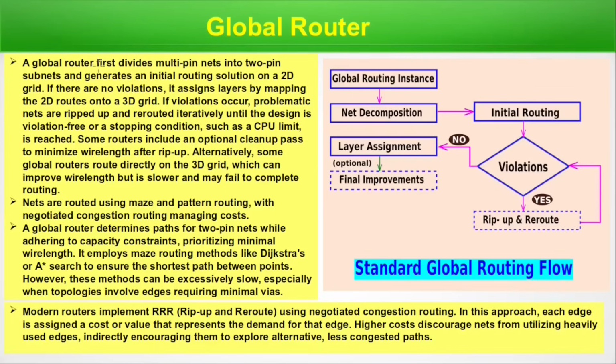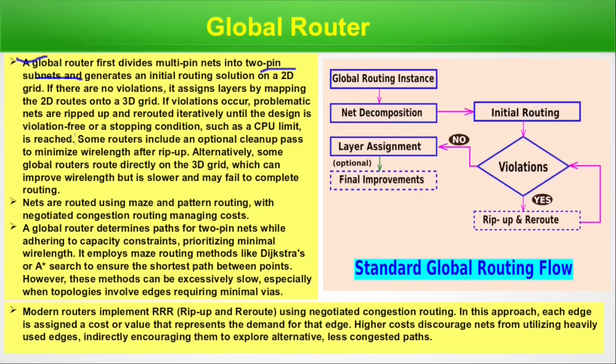So, a global router first divides multiple-pin nets into 2-pin subnets and generates an initial routing solution on a 2D grid. If there are no violations, it assigns layers by mapping the 2D routes into a 3D grid. If a violation occurs, problematic nets are ripped up and rerouted iteratively until the design is violation-free or stopping conditions such as a CPU limit are reached. In the last slide, we discussed how RRR works.